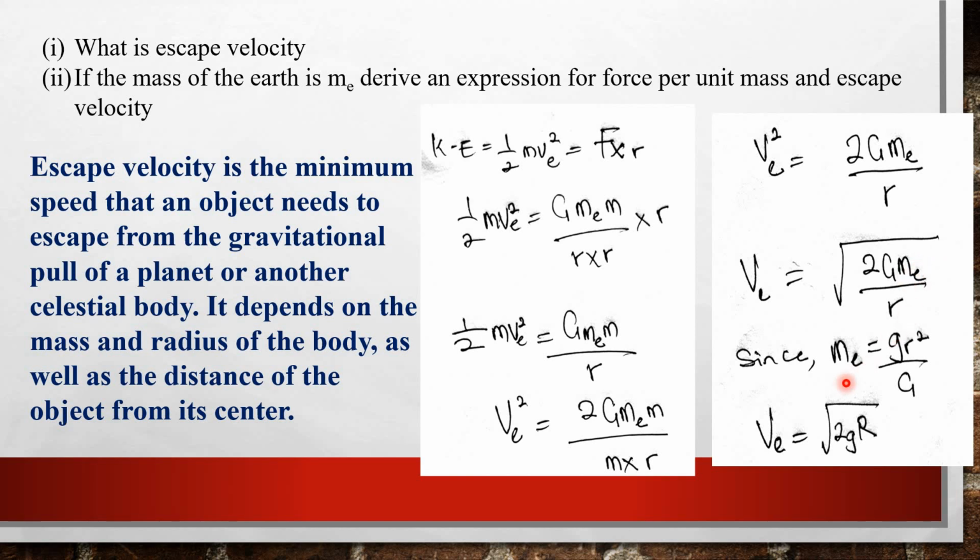However, from previous work, we know that the mass of the earth is given by gR squared over G. That means that when we substitute this in place of Me here, this is what we'll have as the escape velocity. Small g here is acceleration due to gravity, and capital letter R here is the radius of the earth.